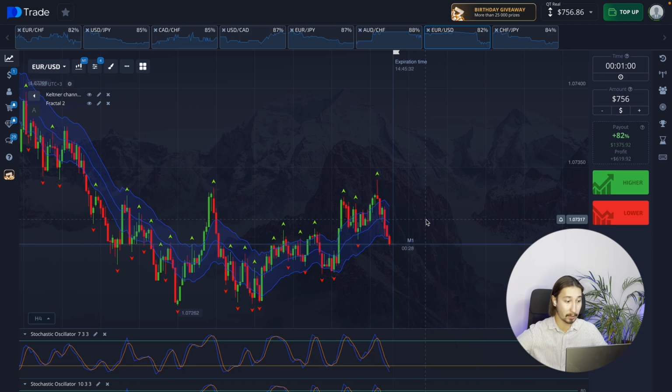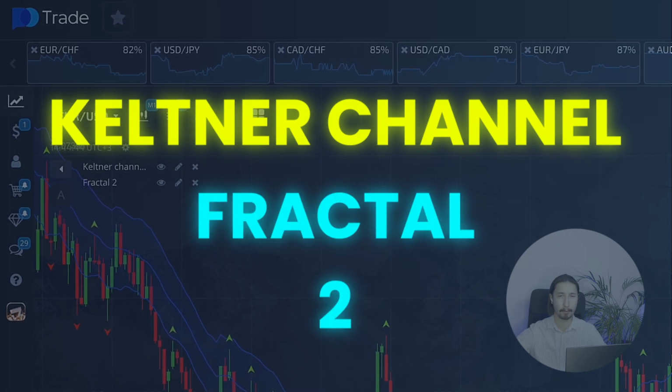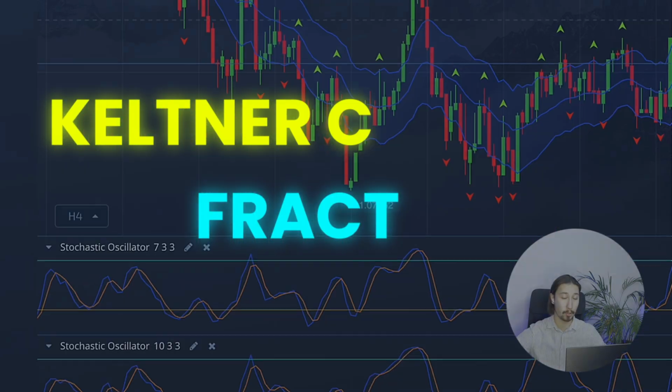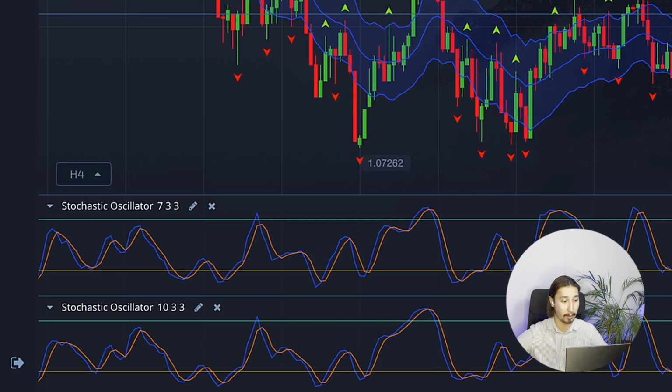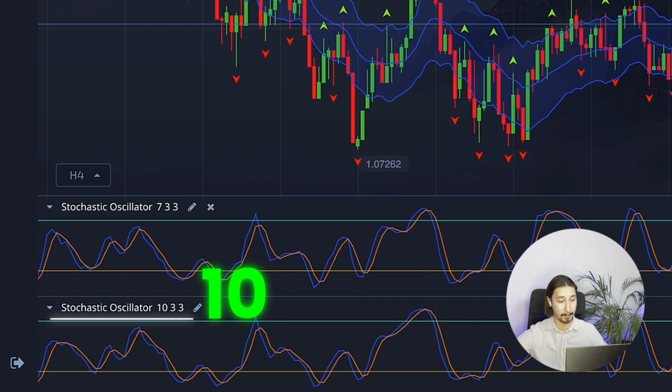Having analyzed the movement for today, I came to the conclusion that the best way to trade today will be to use channel indicators. I selected the Keltner Channel, with absolutely default settings, guys, Fractal with a period of 2 and 2, and two stochastic oscillators. The first one will have a period of 7, and the second will have a period of 10.